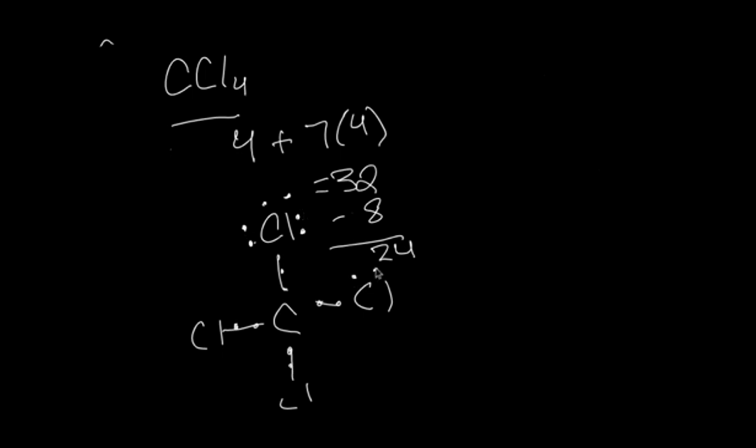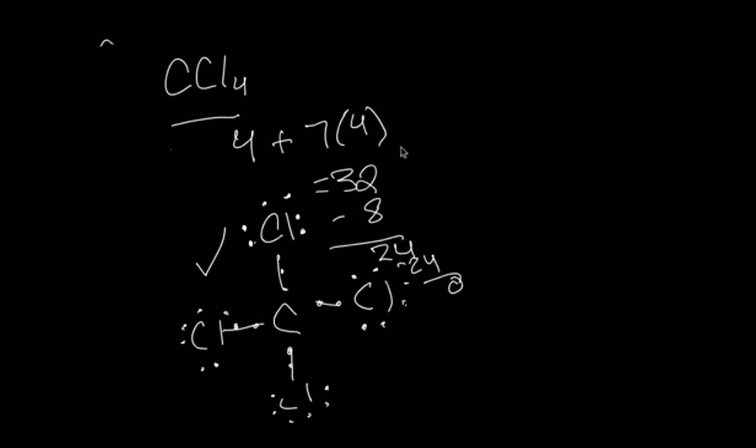We can do the same thing. Another 6 on here. And another 6 on here. And another 6 on here. What does that add up to? 6 times 4? 24. You just use another 24 electrons and you're done. This is the Lewis structure for CCl4.